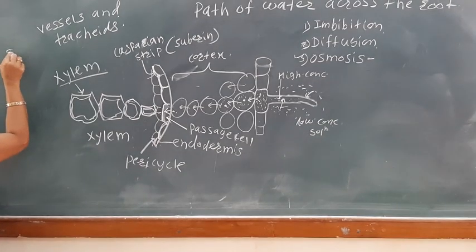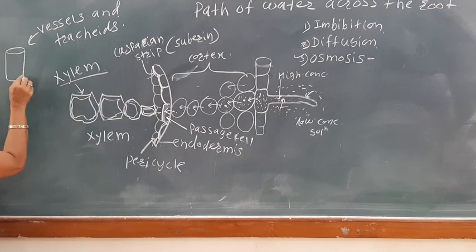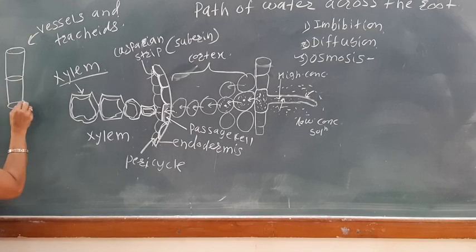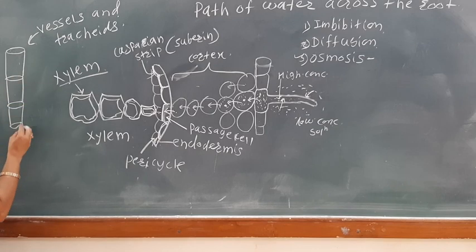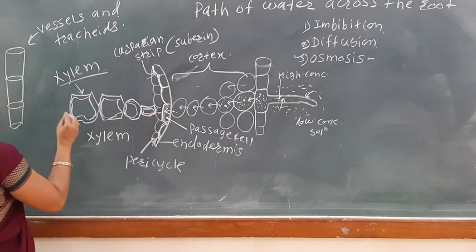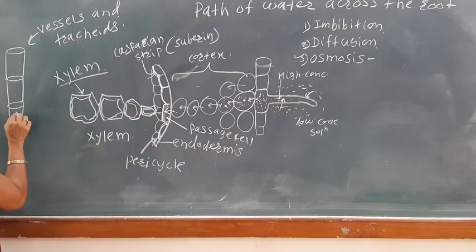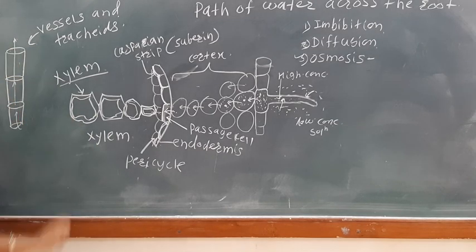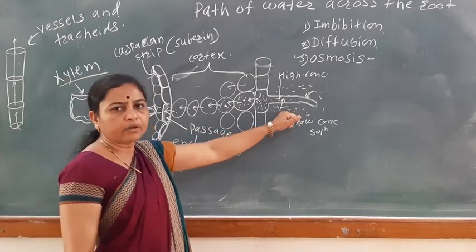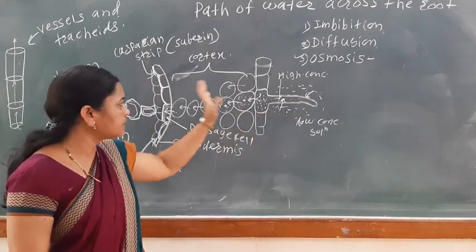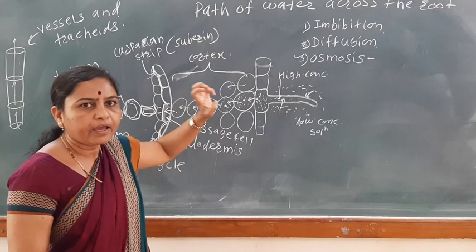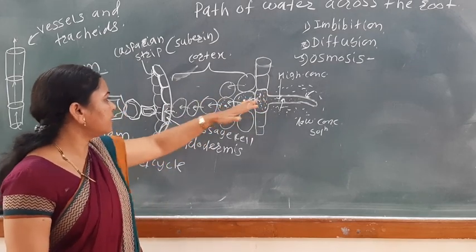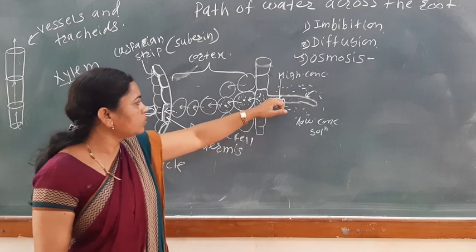These work like a pipeline. If we see the structure of the vessel, the vessels are arranged one above the other. Here is one single vessel, another vessel, a third vessel, and the water moves through the vessels upward like this. When water is absorbed through the root, it is transferred by osmosis, and due to osmotic pressure the water moves from the root hair cell to the cortical cells.